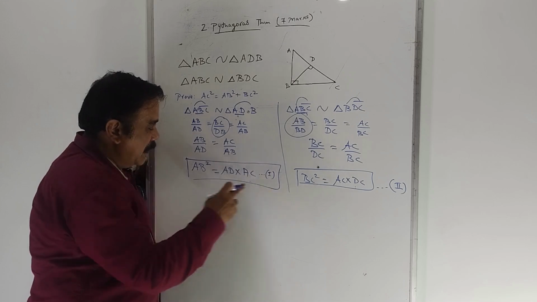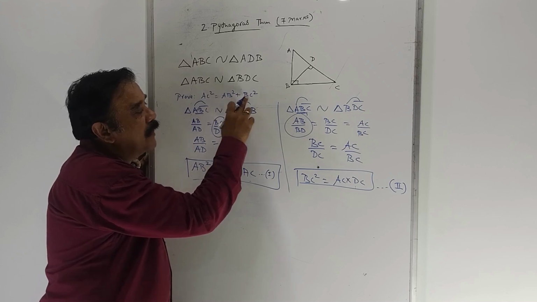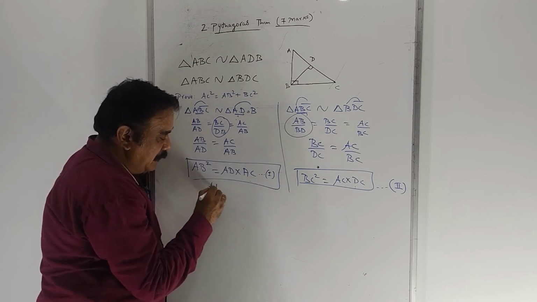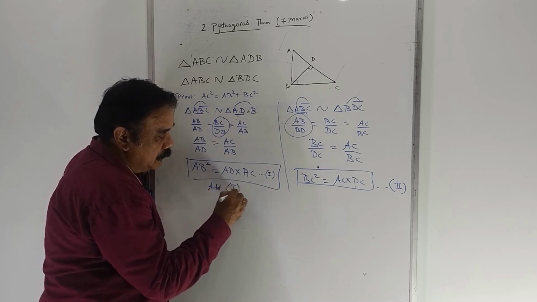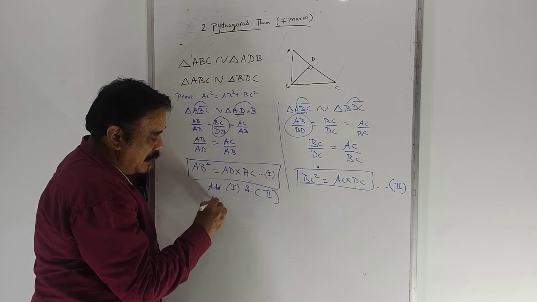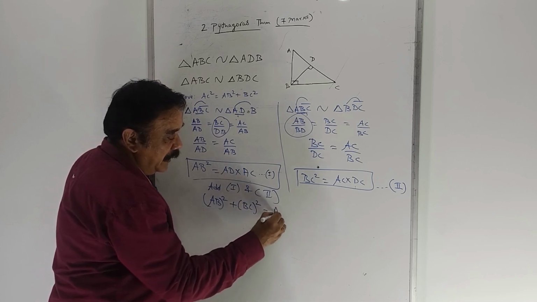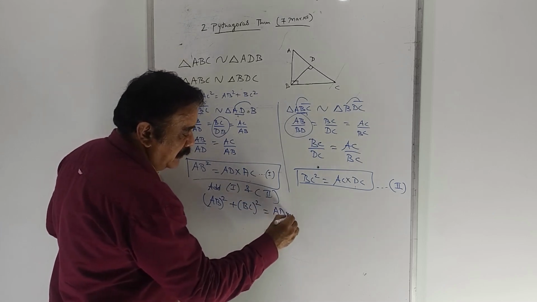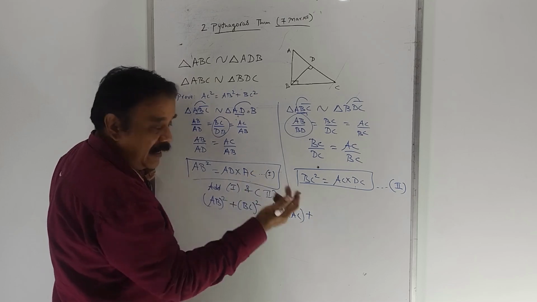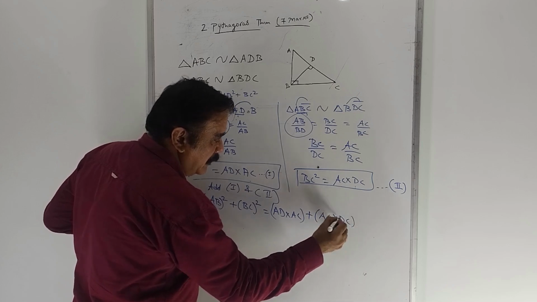So I got BC square, I got AB square. Now what is the question telling me? Add AB square plus BC square. So what do I do? Very simple. This I have taken 1, 2. So add 1 and 2. When I add 1 and 2, what will I get here? AB square plus BC square is equal to AD into AC. Now on the right hand side, because adding on the left hand side, adding on the right hand side, here what do I get? Plus AC into DC.